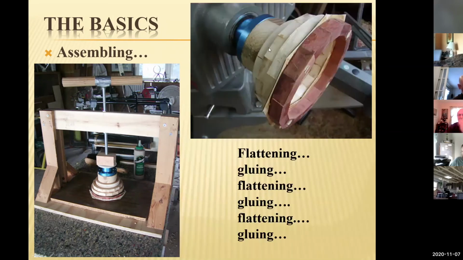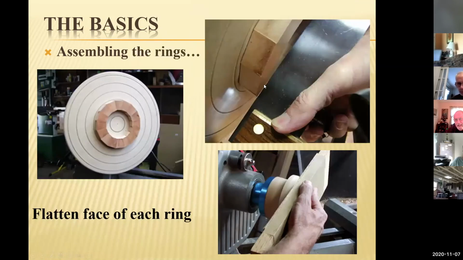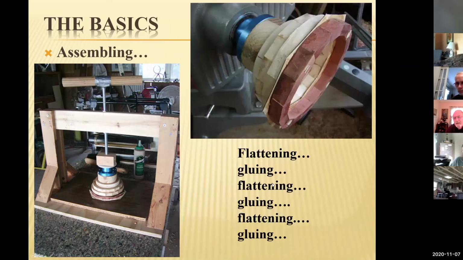So here we are after we put that on, this was the first ring we just looked at. Here's the next ring I put on. Here is the accent ring that we have in the middle, and I'll talk about the veneer. But what we're doing is just at each point flattening the face like this, gluing, flattening, gluing, flattening, gluing. This is what segmented turning is about. 90% of the time, you're just assembling pieces like this.